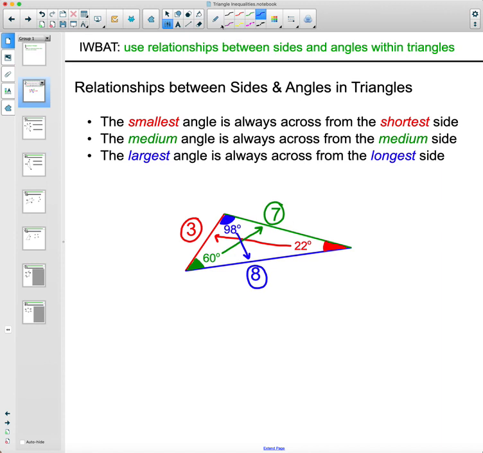Then if we look at some of those other relationships, the 3 and the 7 are the smallest sides. 3 plus 7 is bigger than 8, so this is good. Also, if we add these three angles together, 98 plus 22 plus 60, 98 plus 2 is 100, plus 20 is 120, plus 60 is 180. So we do have the interior angle sum of a triangle as well. All of these things need to hold true every time you see a triangle.